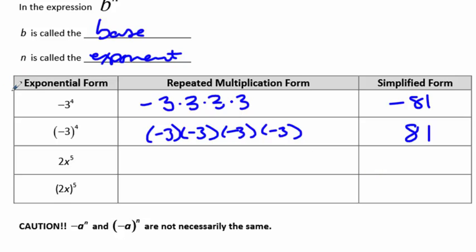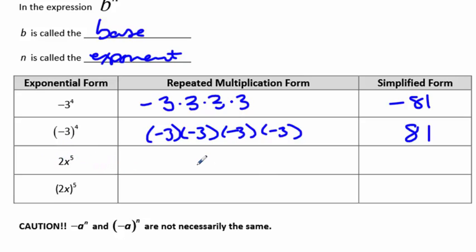So it's important in exponential form to note whether or not I have a negative inside or outside of a parenthesis. A single negative is not being repeated, it's not part of the base in the first example, whereas both the negative and the 3 are part of the base in the second example. We can see that again in the next two examples.